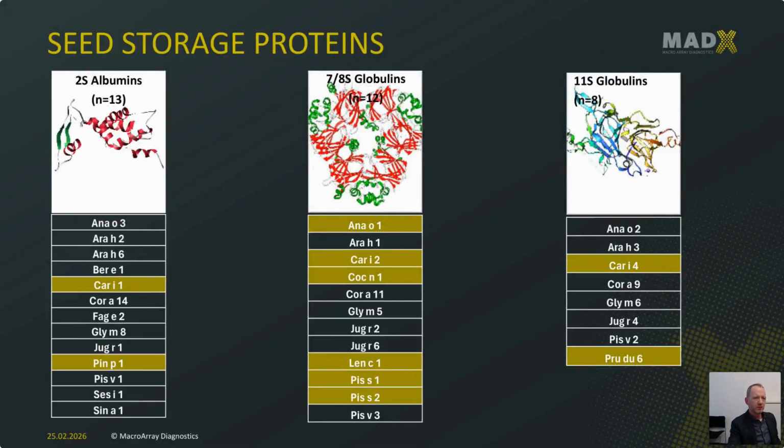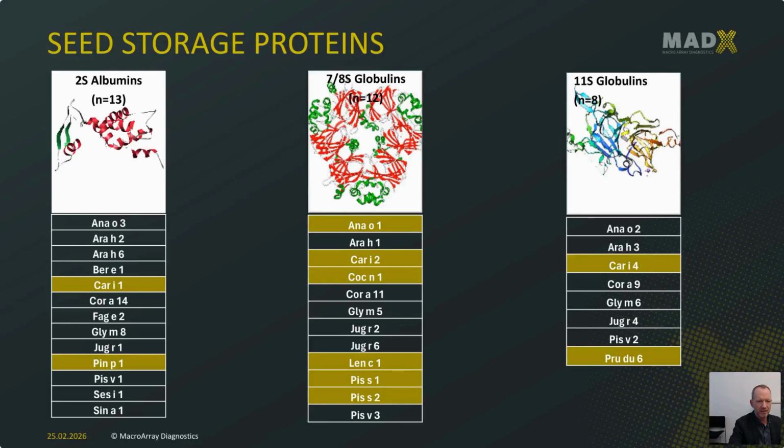Now, if we turn our attention to the seed storage proteins, we'll see that a large number of additional molecules that belong to this protein family have been added to the ALEX3 test. When we're talking about seed storage proteins, the three major subfamilies are the 2S albumins, the 7/8S globulins, as well as the 11S globulins. If we just look at the 2S albumins, we'll see that two additional allergens have been added to the ALEX3 platform, pecan as well as pine nut, bringing the total number of 2S albumins to 13.